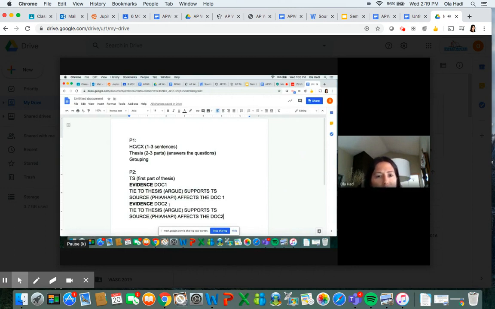So once you've done that, you've done evidence from document 1, evidence from document 2, then think of outside evidence. Evidence that's not in the documents, but still helps you prove your point.